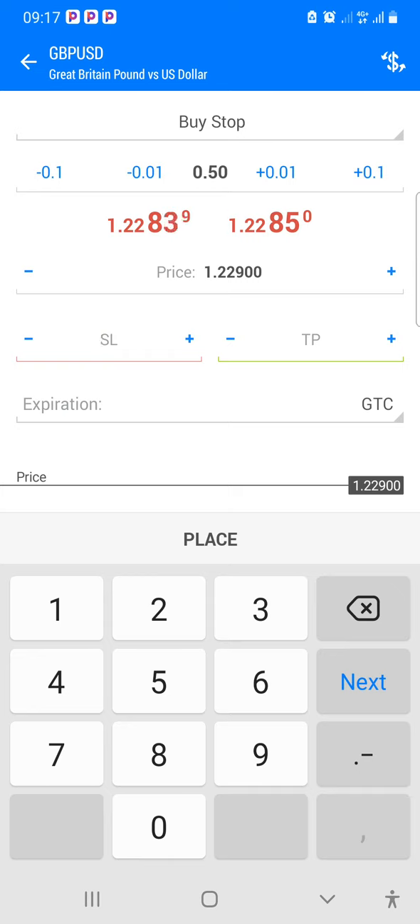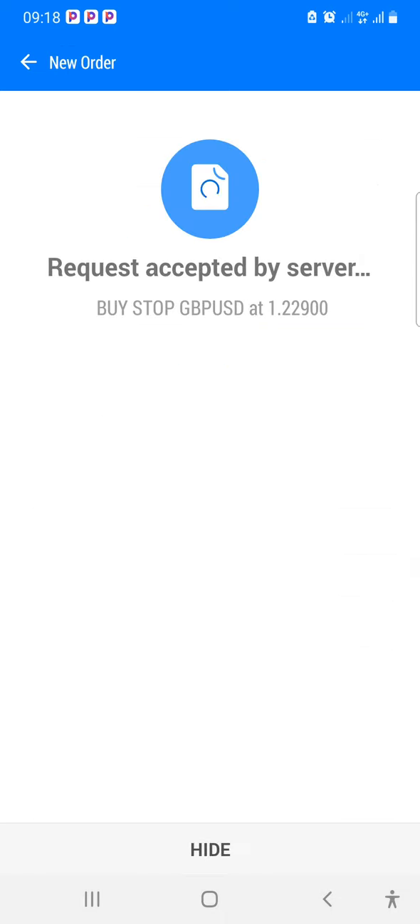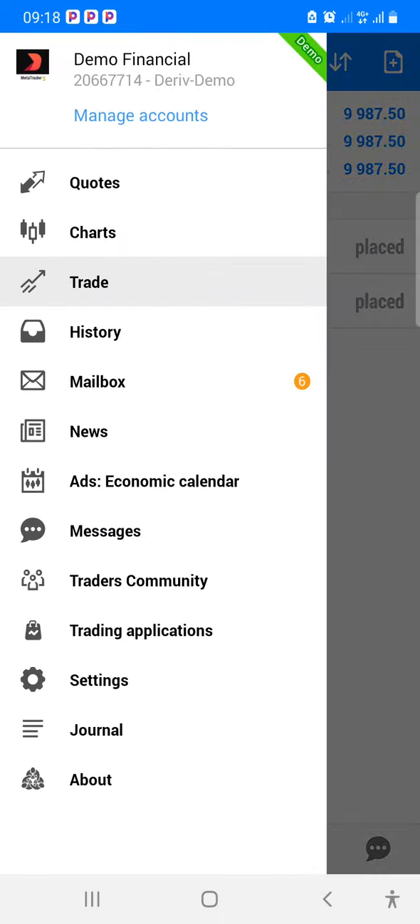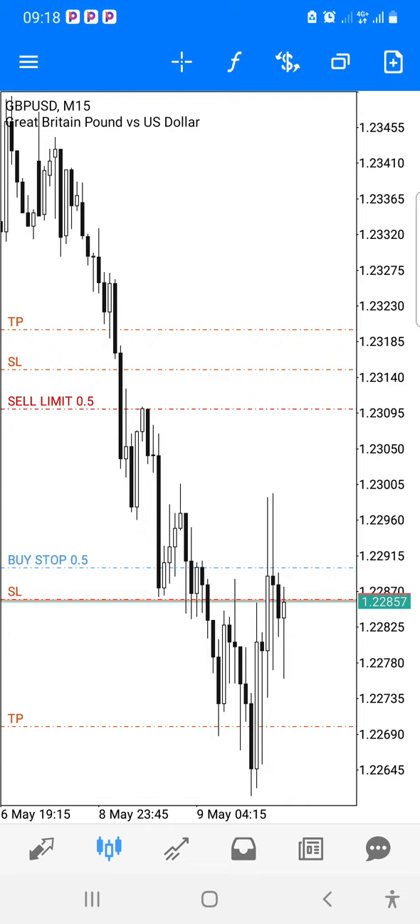So what do I mean by this? When price gets to 1.2290, 1.2284 will be below 1.2290, so it's still a valid order. So let's say I set my SL at 1.2286, which is 4 pips. Then TP maybe 1.2320, which is 30 pips. And you can place the order. So you see now, you can see the buy stop.